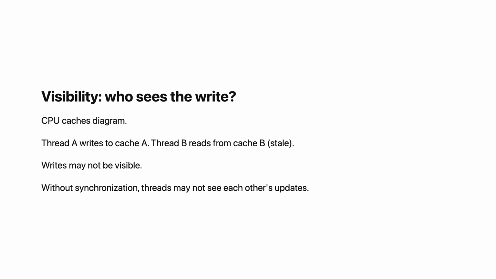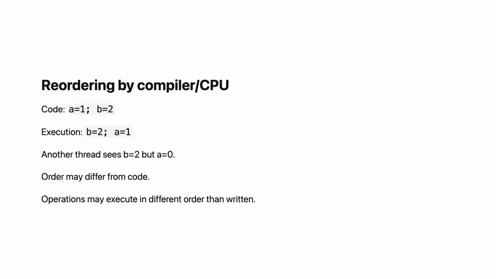A common pattern: a flag to stop a loop. done = true in one thread. while (!done) in another. Without visibility guarantees, the loop might never see done become true. Visibility requires synchronization. Just because you wrote a value does not mean others see it.